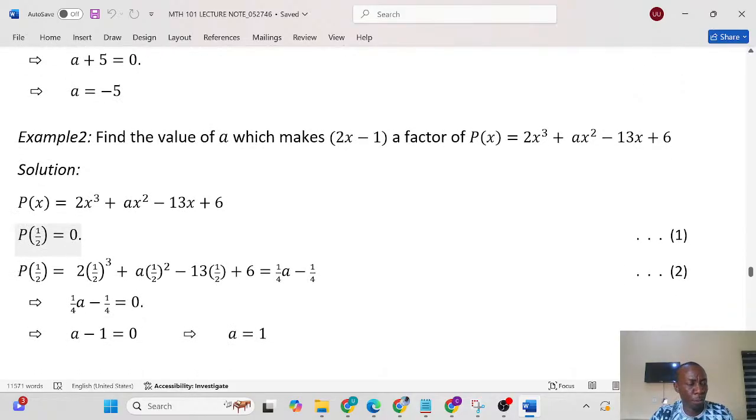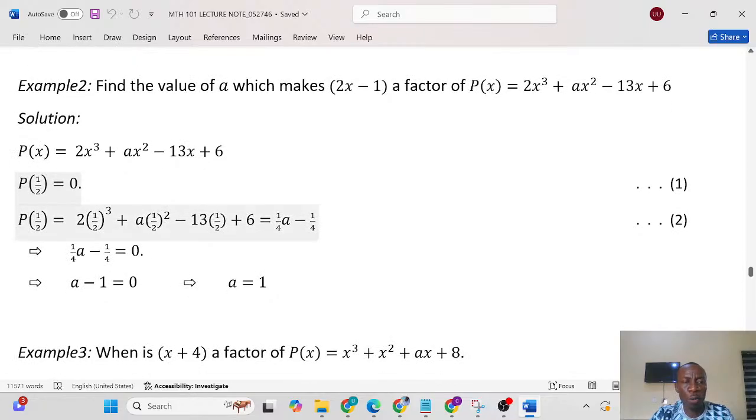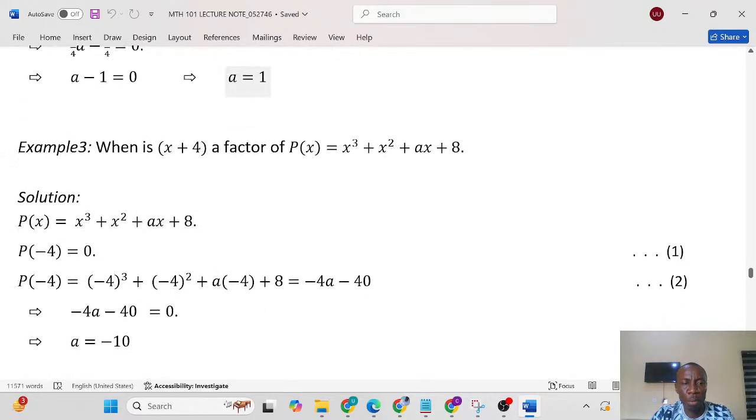P of 1 over 2 will give us 1 over 4a minus 1 over 4 equals 0. If you multiply through by 4, it will give us a minus 1 to be equal to 0. If you make a the subject, you have a equals 1. Example 3.